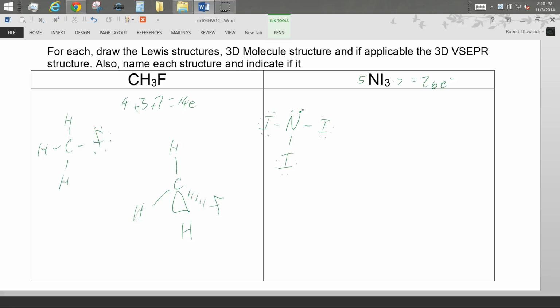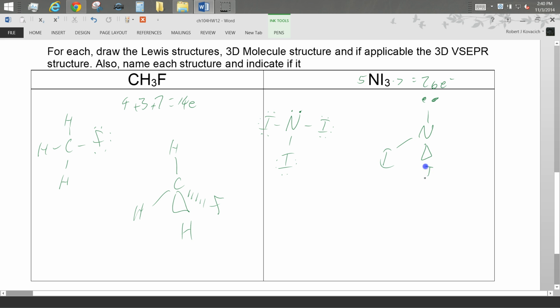So how many things are around the nitrogen? 4 things are around the nitrogen. So that means I got a tetrahedral shape, so there's a tetrahedral shape. This is the VSEPR drawing. And that's with the electrons. And then without the electrons, what does it look like? Trigonal pyramidal.